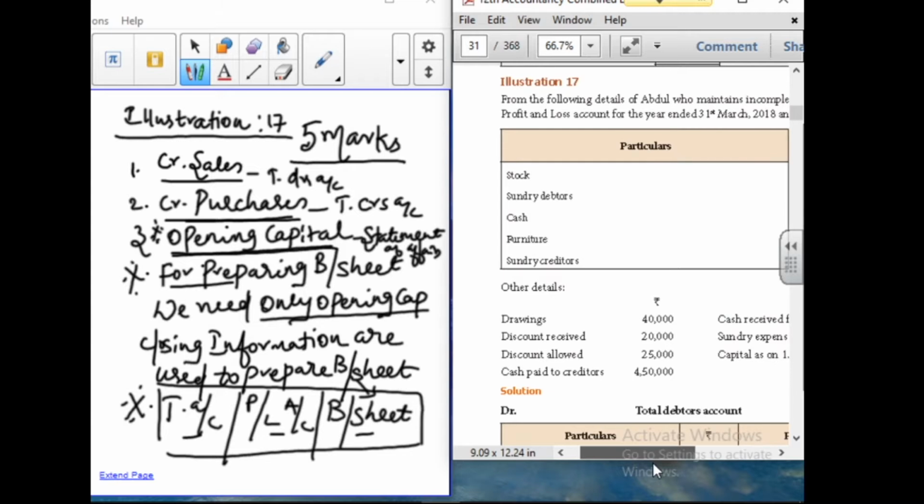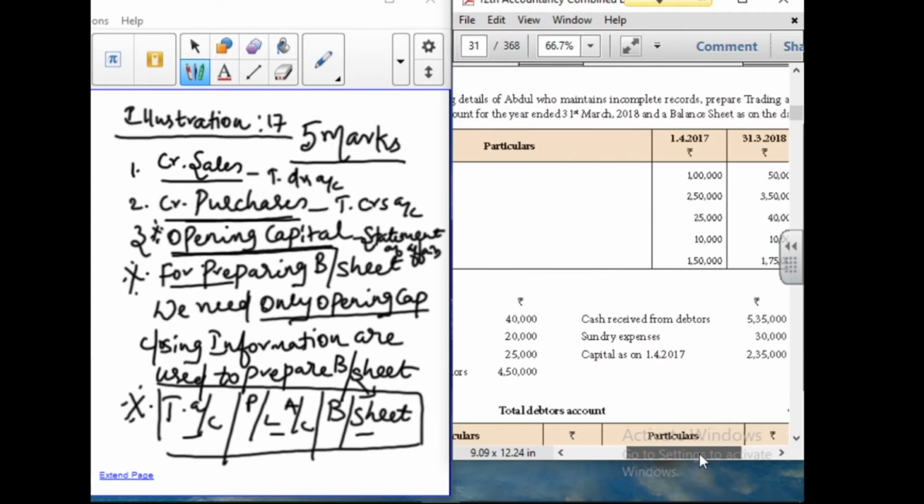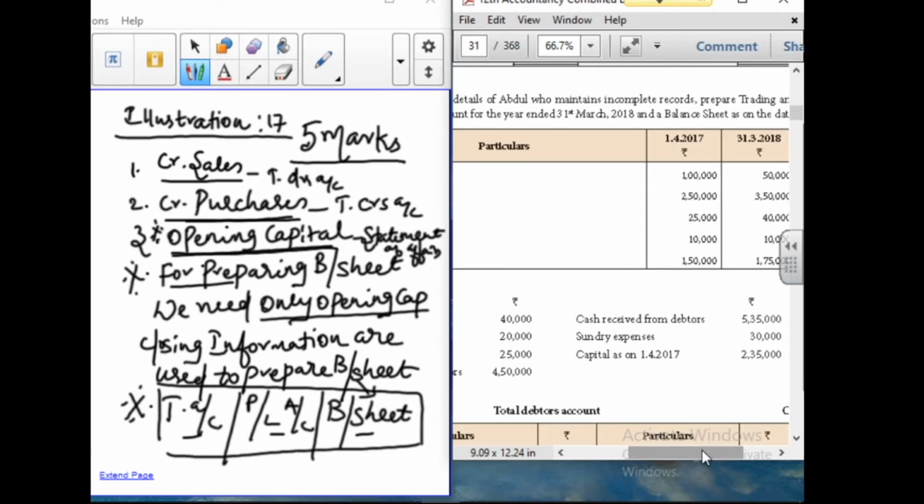They have given stock, debtors, cash, furniture, creditors. All these information: the first is closing, and the second is the opening information, sorry.